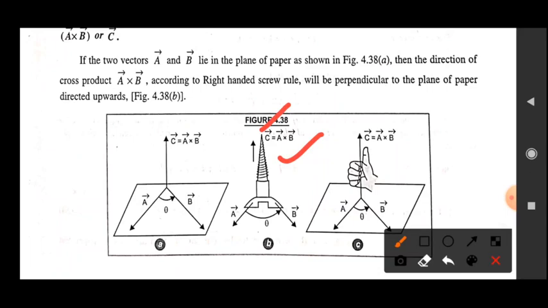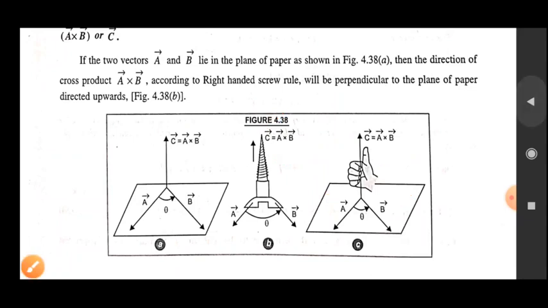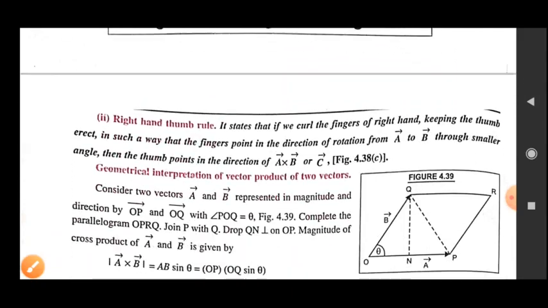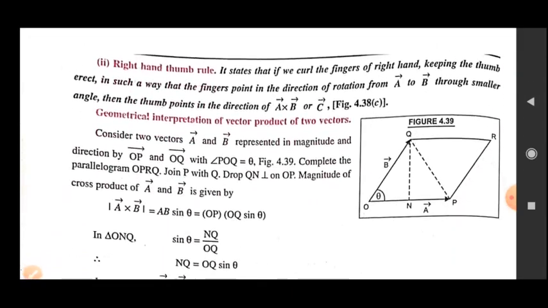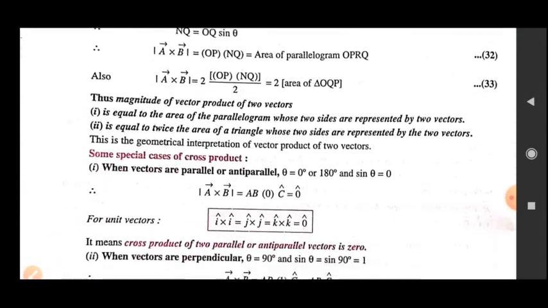So if you use the thumb rule, and these are the directions of A and B, you have to use your right hand and fold your fingers. The thumb, which is at a perpendicular angle to the fingers, represents the direction of C. In this way, using the thumb rule or the screw rule, you can find the directions easily.